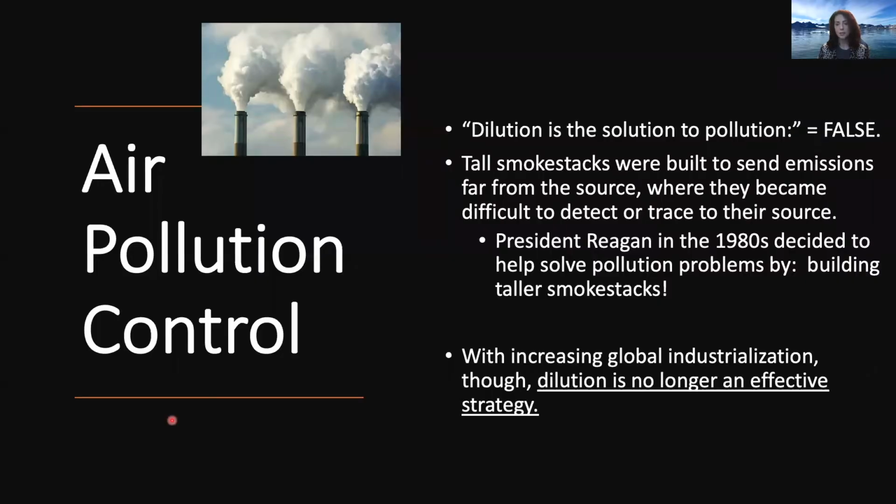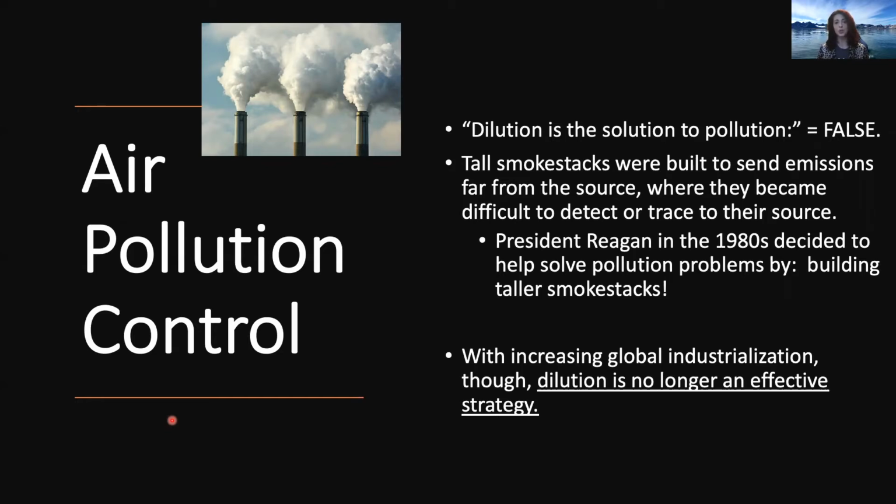So all of this comes down to air pollution control. What are the best strategies and ways forward? You may have heard this thing called dilution is the solution to pollution. That is actually very untrue because, as we know, even minute amounts of heavily toxic things are dangerous, like mercury and lead. So no, dilution is not the solution to pollution.